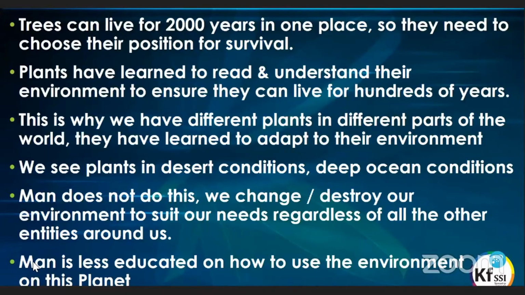They've learned to adapt to the different places on Earth where there are different magnetic gravitational fields which they can learn to live with. So we have plants in deserts and we have plants under the ocean. It's just different conditions that they're happy to live in.